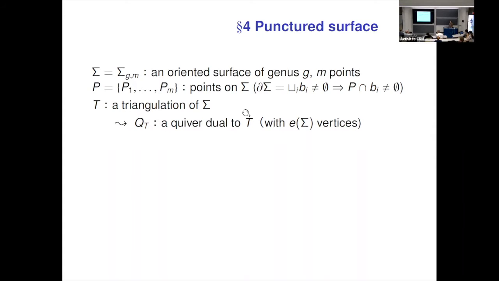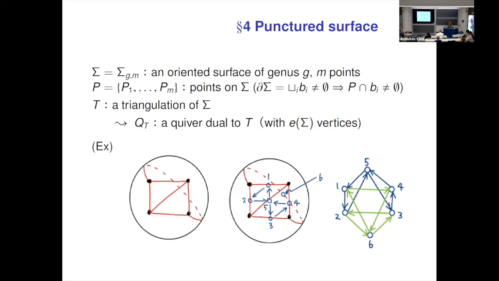It is a topological triangulation. So namely, all vertices in triangles should be these points. And for such a triangulation, we can define a dual quiver to T. So dual means the edges in the triangulation are the vertices of the quiver. So the number of edges in the triangulation is the same as the number of vertices in the quiver. So this is a very simple example. This is a four punctured sphere, and we take this triangulation. It includes four triangles, one, two, and three, and four on the other side.